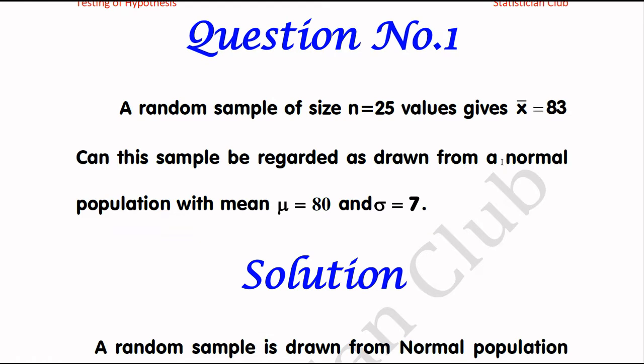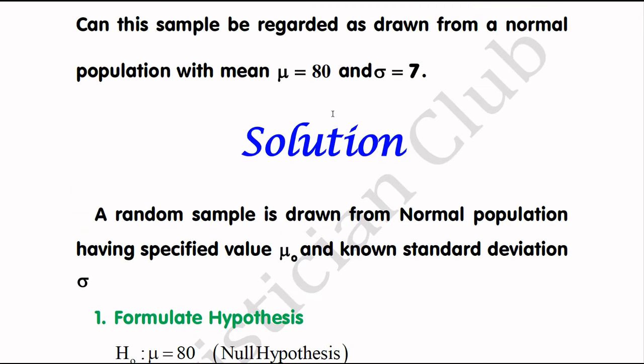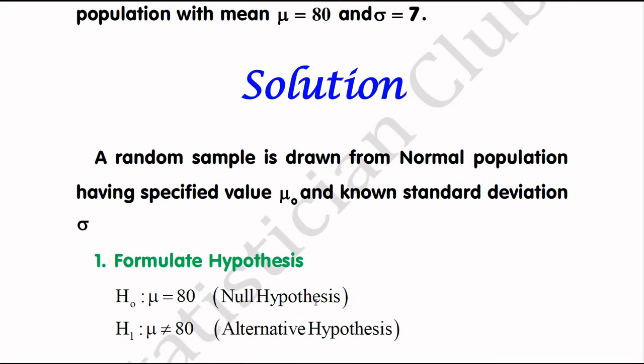So in this question we find population mean mu is equal to 80. A random sample is drawn from a normal population having specified value mu naught. Specified value mu naught is equal to 80. Mu is equal to mu naught. Mu naught is the specified value in general form, which is 80, and known standard deviation sigma, which is 7. Formulate hypothesis: H naught, mu is equal to 80, which is the null hypothesis, and the alternative hypothesis H1, mu not equal to 80.